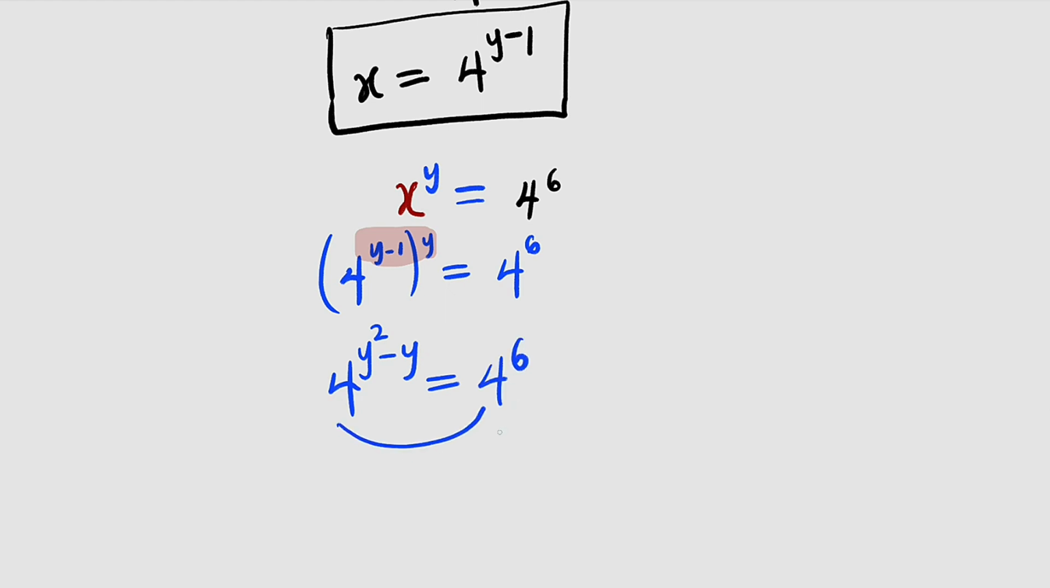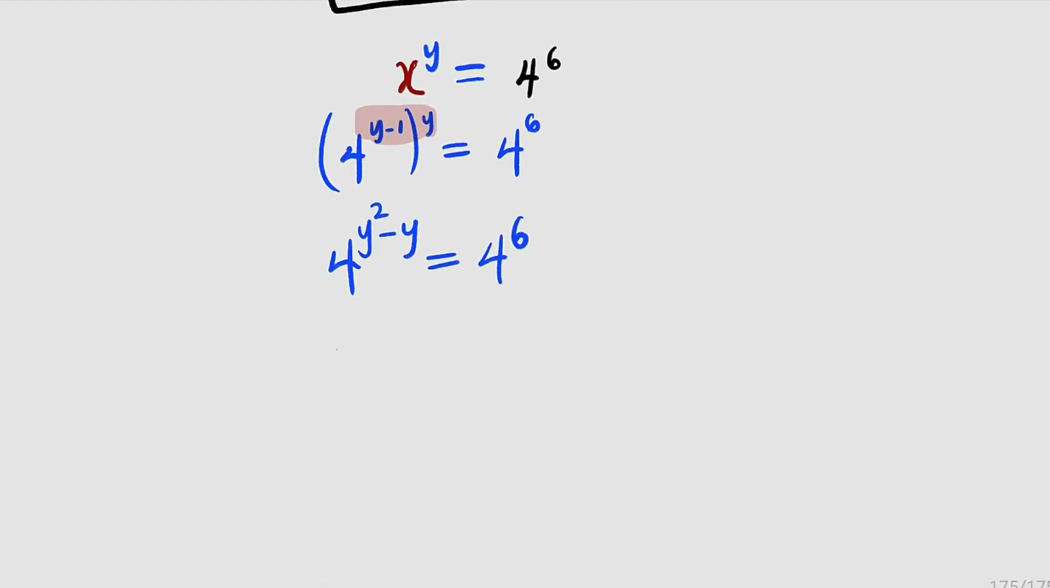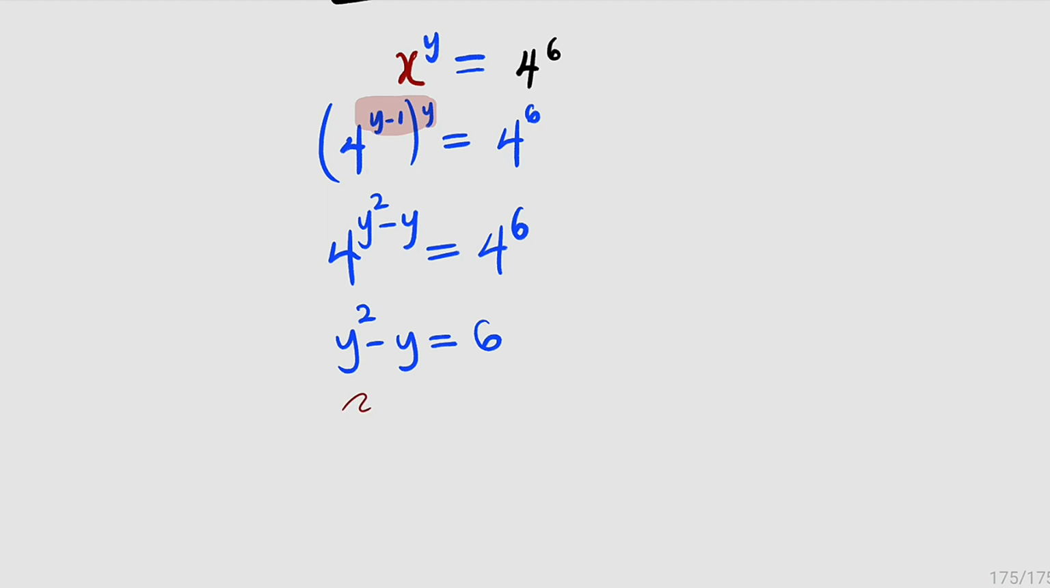Since the bases are the same, it implies that the exponents are also the same. So y squared minus y is equal to 6, and this is a quadratic equation. Let us solve for the value of y. If you bring everything to the left hand side, you have y squared minus y minus 6 equals 0. You can solve this by factorization. Think of two numbers that multiply to give negative 6 and add up to the coefficient of y, which is negative 1. The numbers are negative 3 and positive 2.